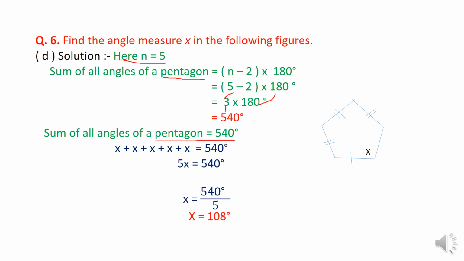Now in the figure it is given that all sides are equal. This means it will become a regular pentagon. So all angles will be equal. So this x we have to add 5 times. So this will become x plus x plus x plus x plus x is equal to 540. So this 5x will become, in the next step, 540 as it is. Now between 5 and x there is a sign of multiply. So this 5 will be transposed to division. So this will become 540 divided by 5. So this will become 108, which is the value of x here.